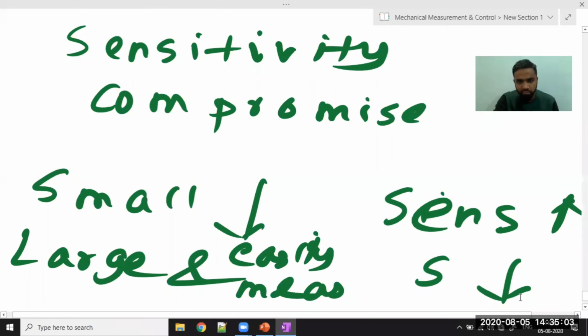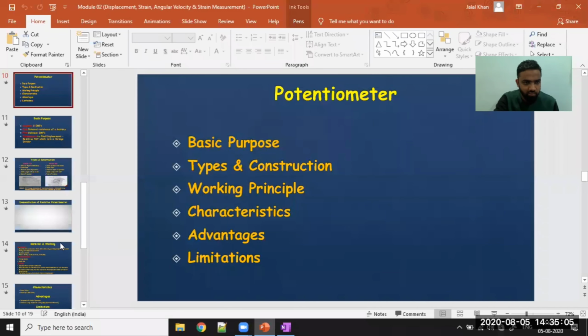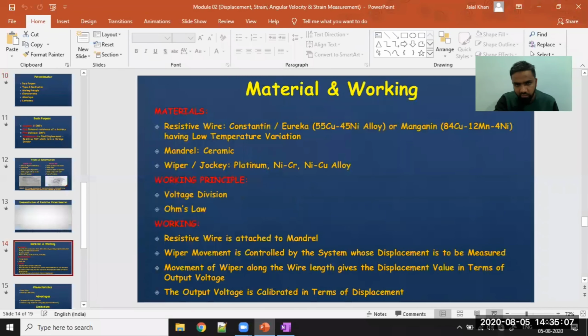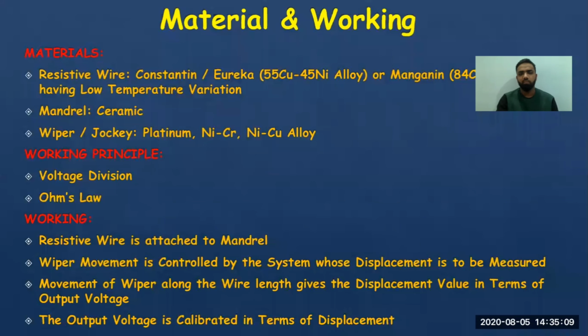Okay, now I'll just take some questions. I'll just share this with you. We are just about to end. I'll just share the material. What are the various materials? Now, what are the materials?